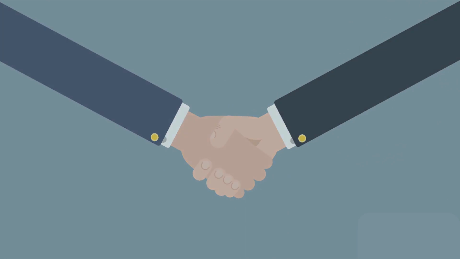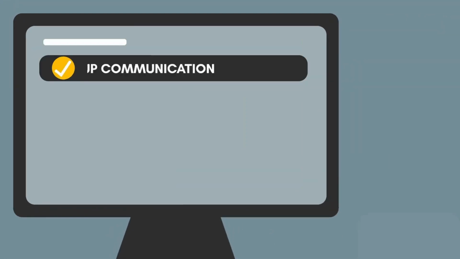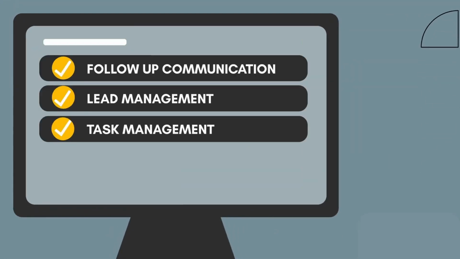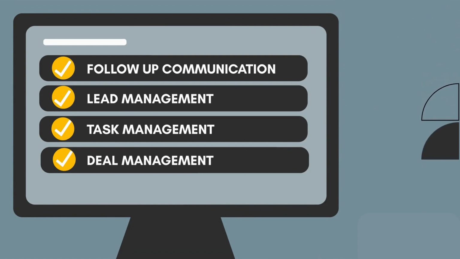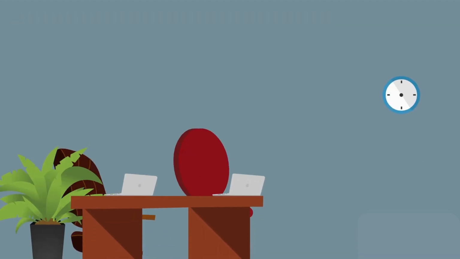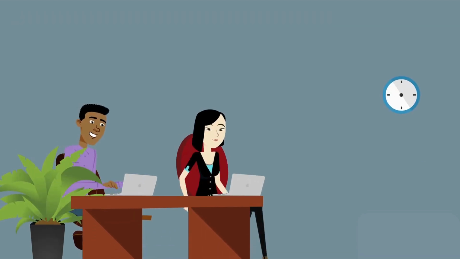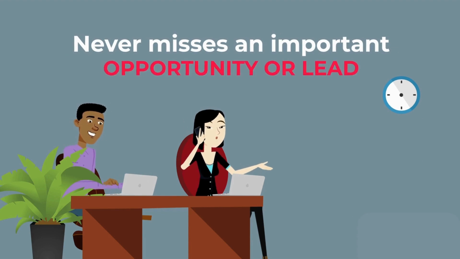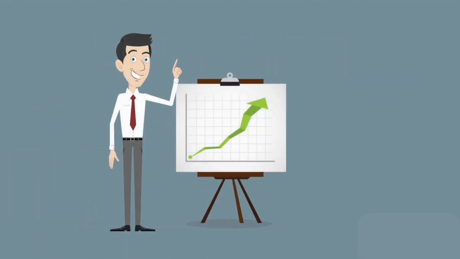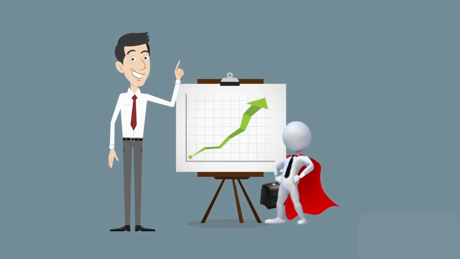Flylight CRM stands out with its array of compelling features, including follow-up communication, lead management, task management, and deal management, making it a powerful tool for businesses. Stay informed with real-time updates and notifications, so your team never misses an important opportunity or lead. Imagine a sales team working seamlessly together, closing deals faster, and achieving greater success. Flylight CRM empowers your team to work smarter and achieve more.